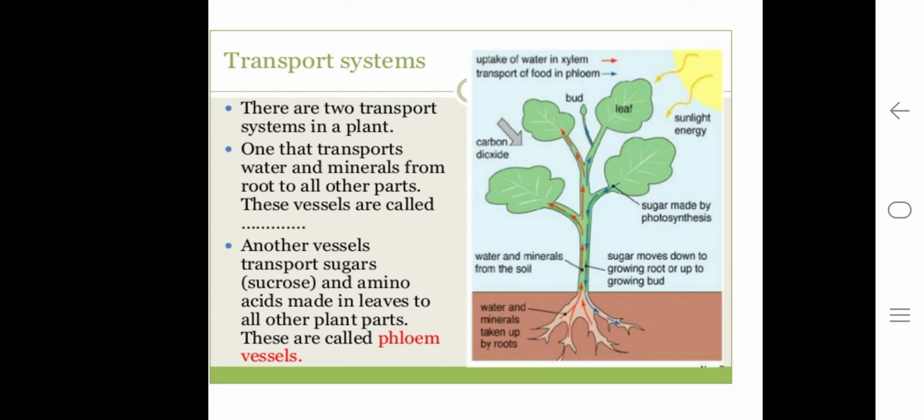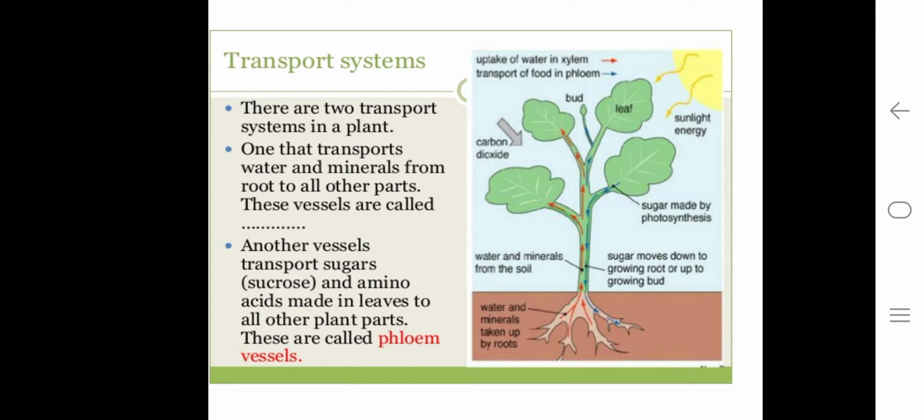There are two transport systems in plants. One transports water and minerals from roots to other parts. These vessels are called, any guess? Yes, that is xylem. I marked dot dot over there, it's a fill in the blanks for you. Next, another vessel that transports sugar and amino acids made in leaves to other parts of the plant. These are called phloem vessels.